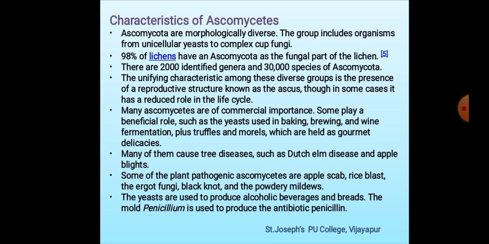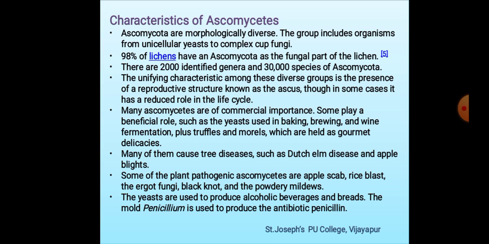The unifying characteristic among these diverse groups is the presence of a reproductive structure known as the ascus, though in some cases it has a reduced role in the life cycle. Many ascomycetes are of commercial importance. Some play a beneficial role, such as the yeasts used in baking, brewing, and wine fermentation, plus truffles and morels, which are held as gourmet delicacies.